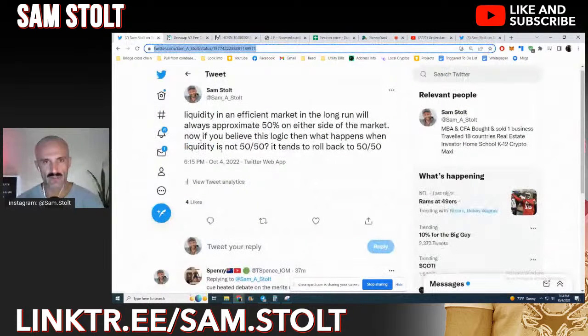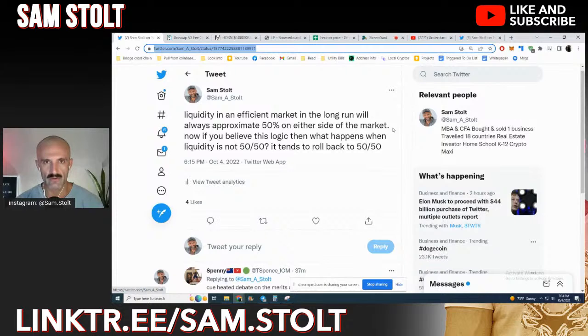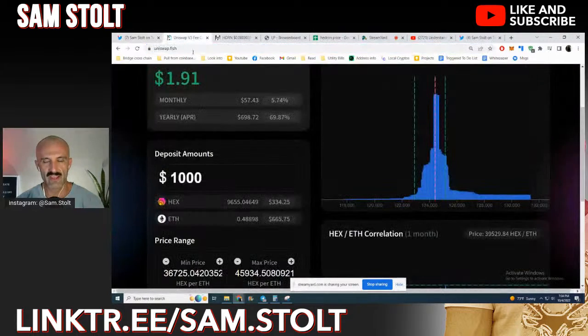If you go back to my tweet here, what does my tweet say? Liquidity in an efficient market in the long run will always approximate 50% on either side of the market. Now, if you believe this logic, then what happens when liquidity is not 50-50? So, my friends, what do you think happens? Do you think this is a normal phenomenon, right? Because this is what the argument's going to be based on. You believe this to be true.